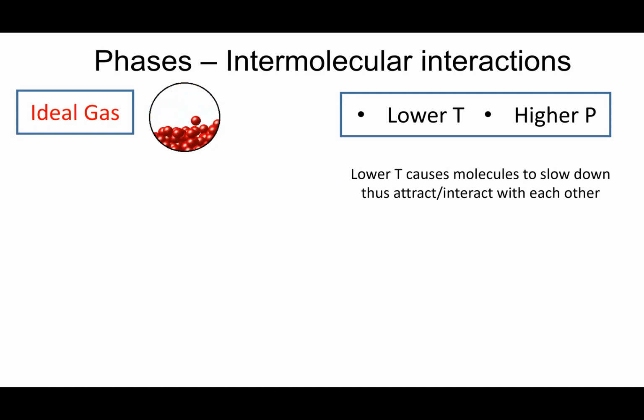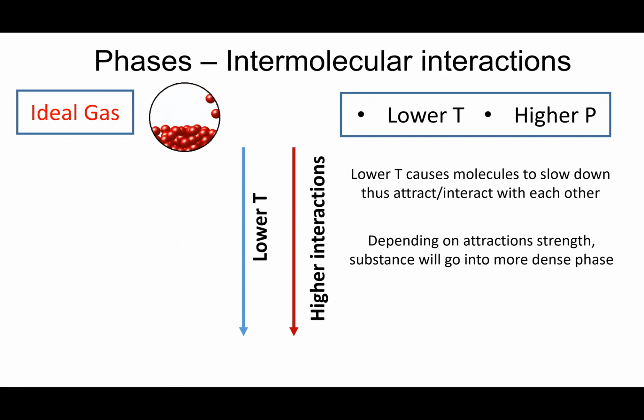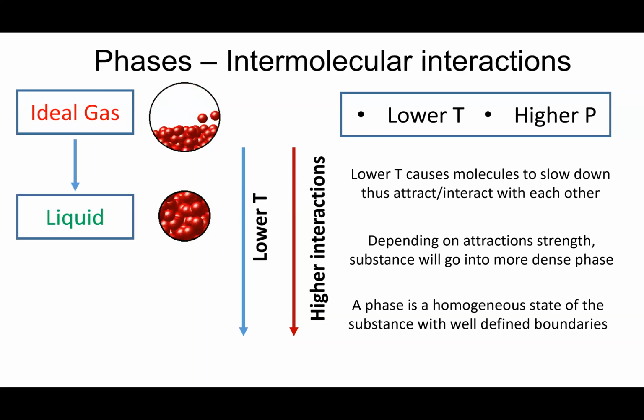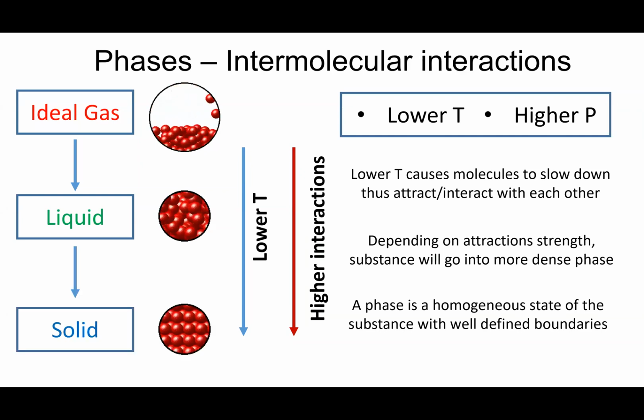And this is when any sample will be deviating from ideal gas behavior to real gas behavior. And as you lower temperature, you're giving a higher and higher chance for these intermolecular interactions to take place. And depending on how strong this interaction will be, the substance will be transforming into more and more dense phases. So with lower temperature, it's gonna go to a liquid phase, which is a more dense phase because of the higher intermolecular forces. And as you go to even lower temperature, it can eventually go to the solid phase with ultimately the highest type of intermolecular interactions.